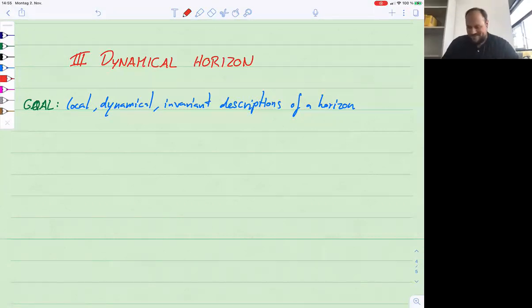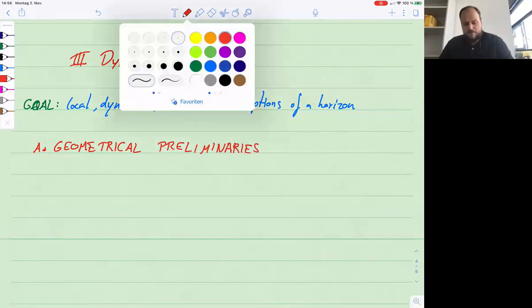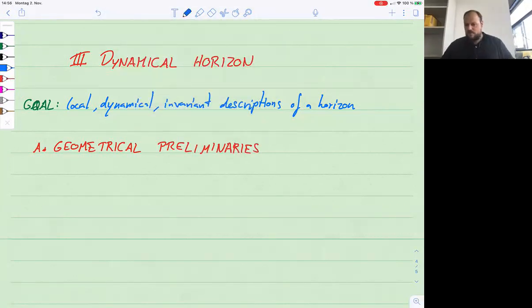So we'll start with my favorite thing, which is geometry. And we will do geometrical preliminaries. I actually prepared more, but I think it is not so useful to go into that detail, and I think we lose too many people. So therefore, I will be a bit briefer in this phase.